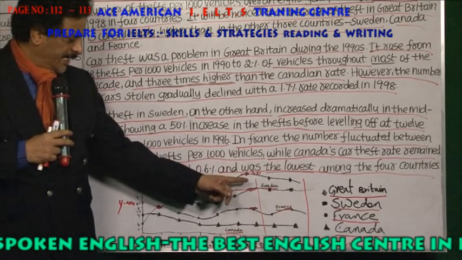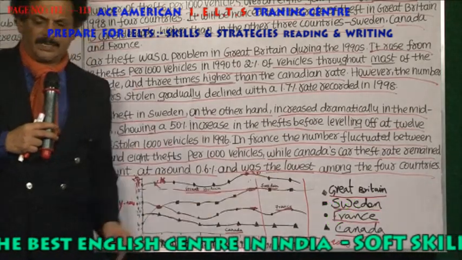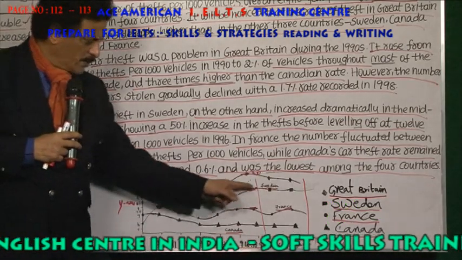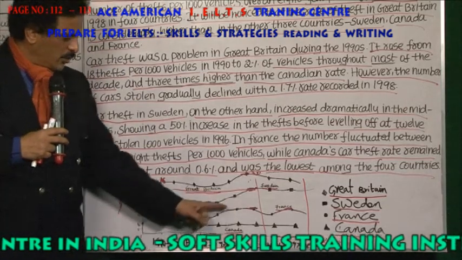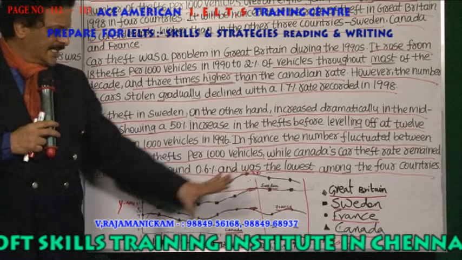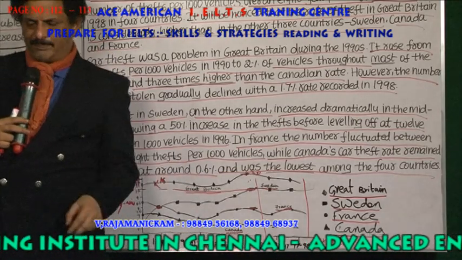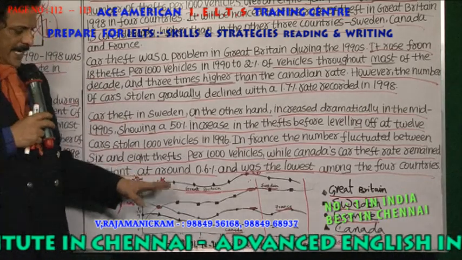நாடுகள் பார்த்தீங்கன்னா பிரிட்டன், கிரேட் பிரிட்டன். முதல் கோடு இங்கிலாந்து, இரண்டாவது கோடு ஸ்வீடன், மூன்றாவது கோடு பிரான்ஸ், நான்காவது கனடா. இந்த 4 நாடுகளிலே 1000 கார்களுக்கு எத்தனை கார் திருடப்பட்டிருக்கிறது என்பதுதான் இந்த கேள்வி.